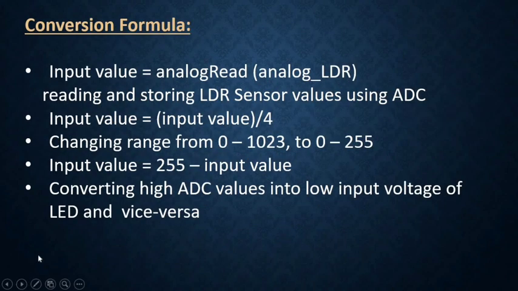When we go to the conversion formula, we read the analog value from the LDR sensor, and we read and store the LDR sensor values using the ADC. The input value is divided by 4, changing the range from 0 to 1023 to 0 to 255. Then input value equals 255 minus input value, converting high ADC values into low input voltage of the LED and vice versa.